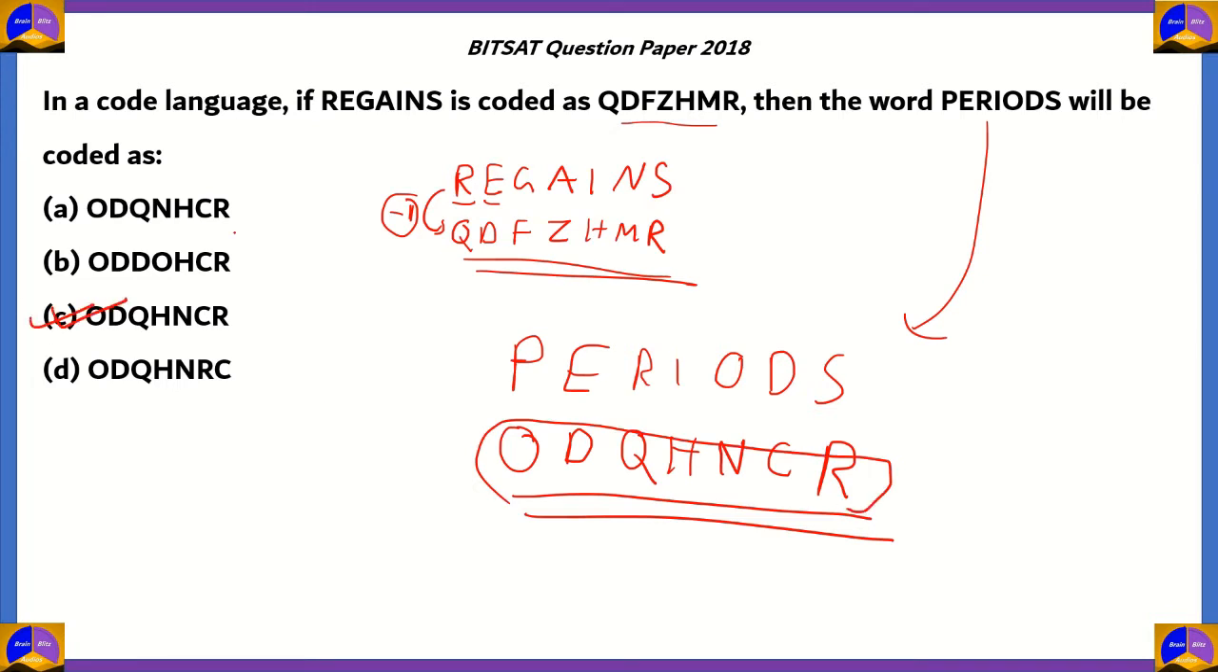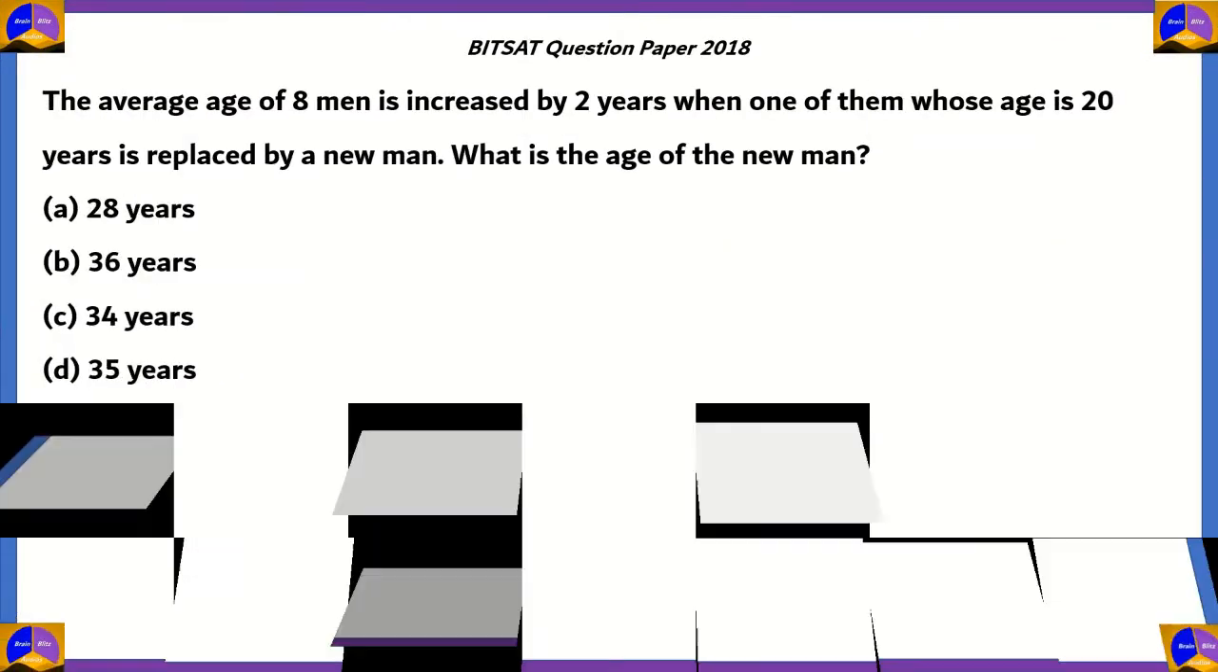So for this question, in a code language, if regains is coded as QDF ZHMR, then the word periods will be coded as option C, ODQ HNCR. Let's move on to the next question.